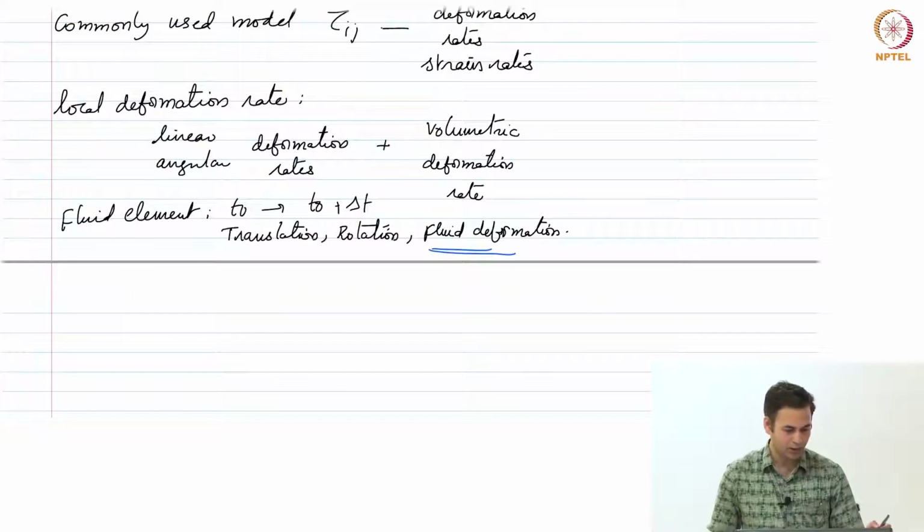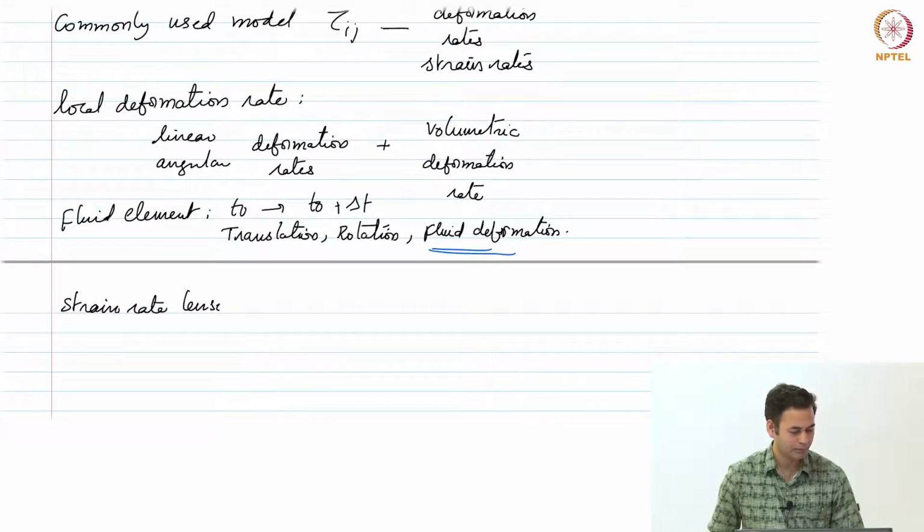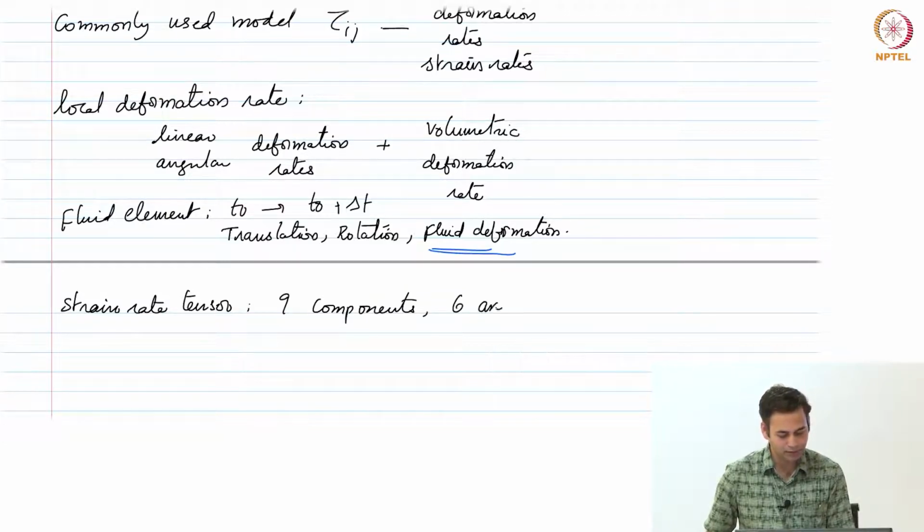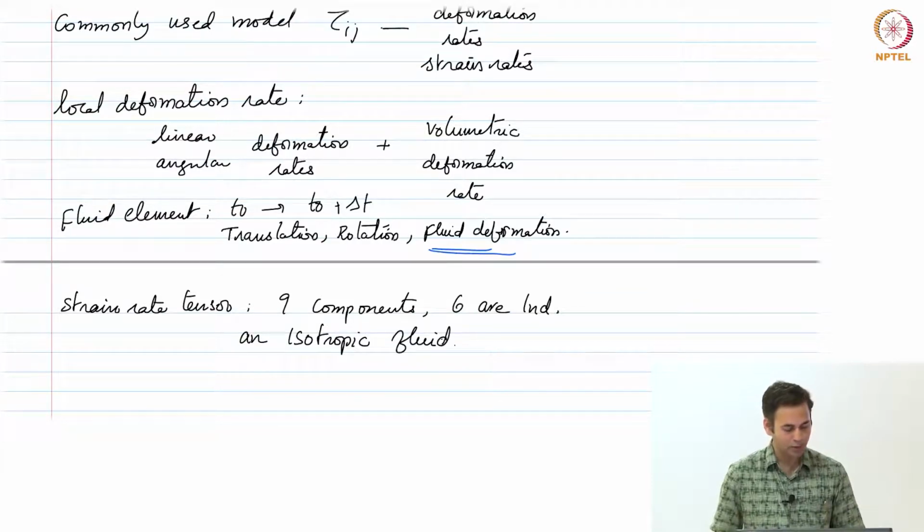All right. So we call these the strain rates or the strain rate tensor, okay, which has again 9 components, out of which 6 are independent if we have an isotropic fluid, okay. So how do we represent these deformation rates?